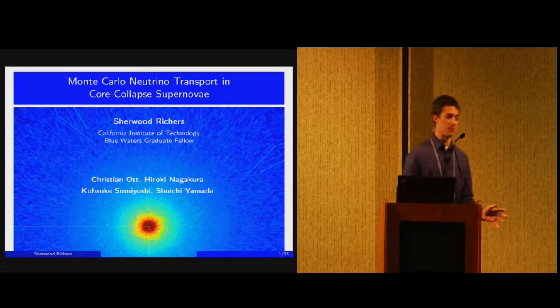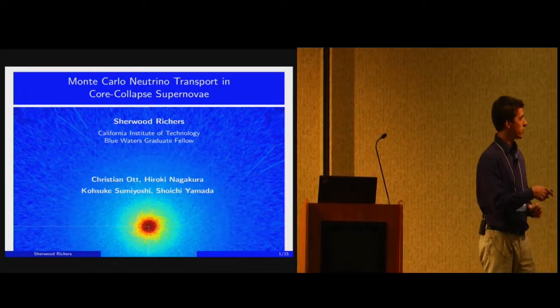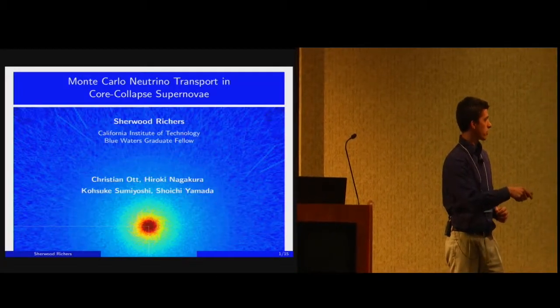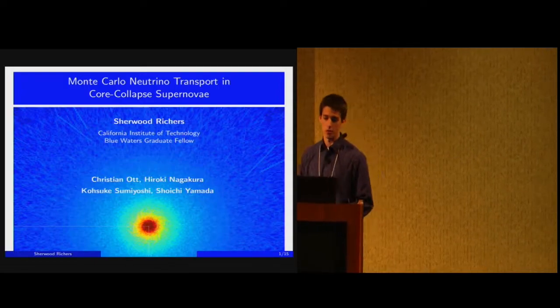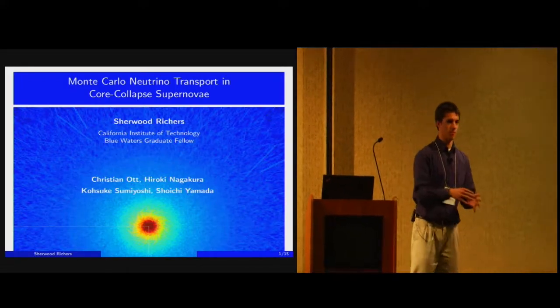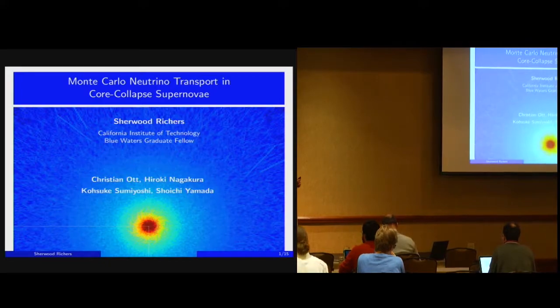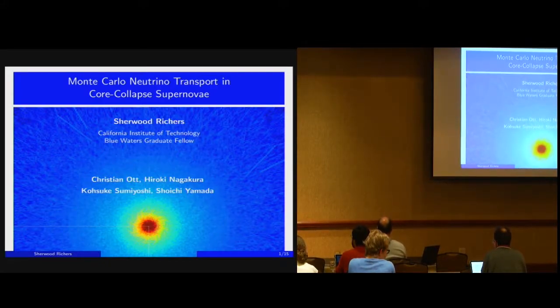All right, so as Roland said, I'm talking about Monte Carlo neutrino transport. And this is work that I've done with my advisor at Caltech, Christian Ott, and some collaborators. Hiroki Nagakura is a postdoc at Caltech, and Kosuke Sumiyoshi and Shuichi Yamada have worked on this discrete ordinate solver that I will be comparing against. This picture on the front is a benchmarking example of Monte Carlo radiation transport in a three-dimensional core-collapse supernova model.